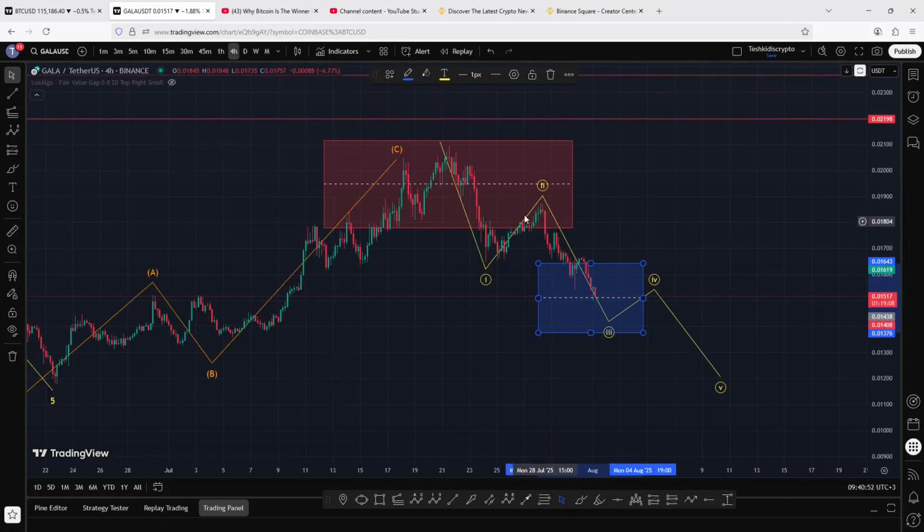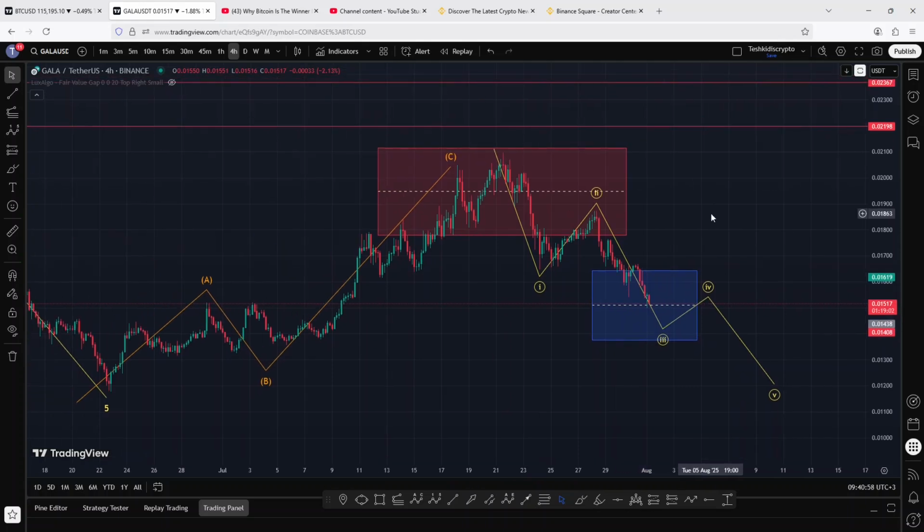So that is another key area that you need to pay attention to, and that is all that I expect here on the Gala Games chart on the short term. And let us be patient and see how that plays out, and I will ensure you stay up to date.